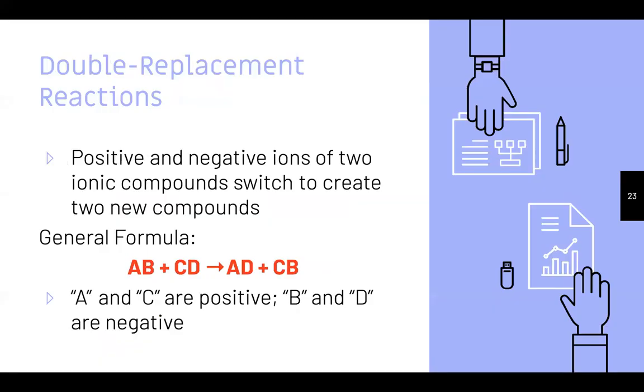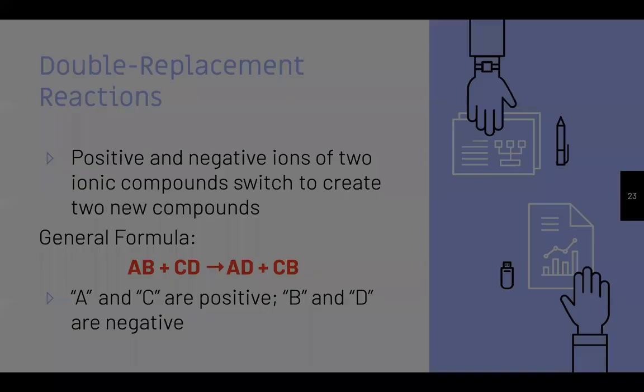Now we have double replacement reactions. These are positive and negative ions of two ionic compounds that switch to create two new compounds. Now this is a little bit more complex. We have AB plus CD yielding AD plus CB. So the A and the C are switching spots. It's basically what's happening. The A and C are positive and B and D are negative.